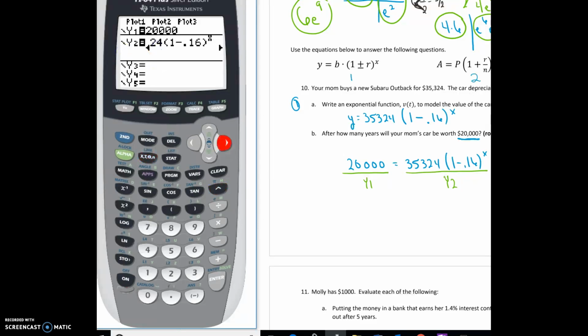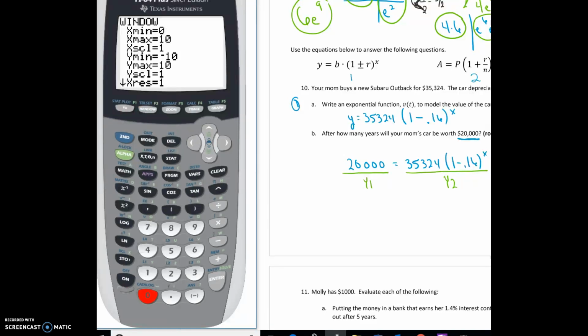Okay? All right, so for Windows, somebody brought up in another class Zoom Fit. You can try Zoom Fit. The idea is we just want to see where these two meet. I want you guys to start thinking about the window. So since X is my unknown and X is time, for a car, the least amount a car will be used for is zero time, and I don't think a car is going to go much further than 15 years. Then I got my X scale, skip that.